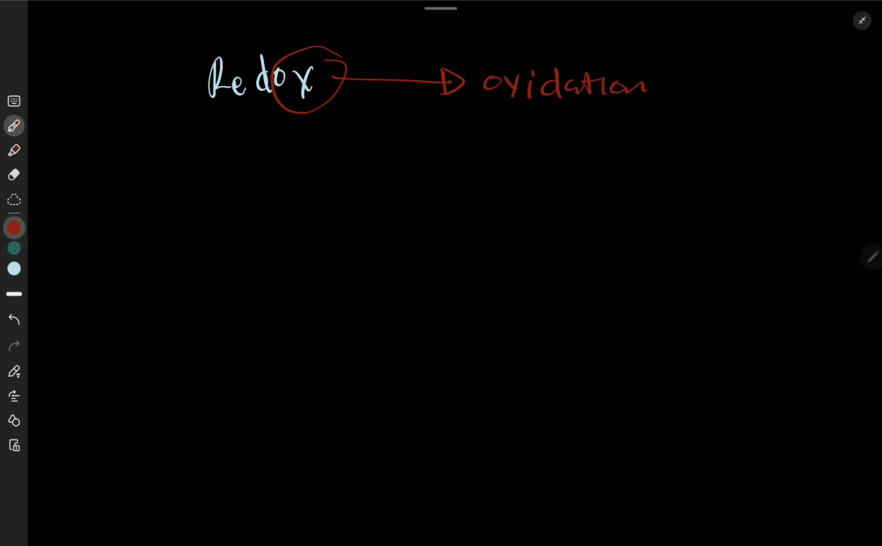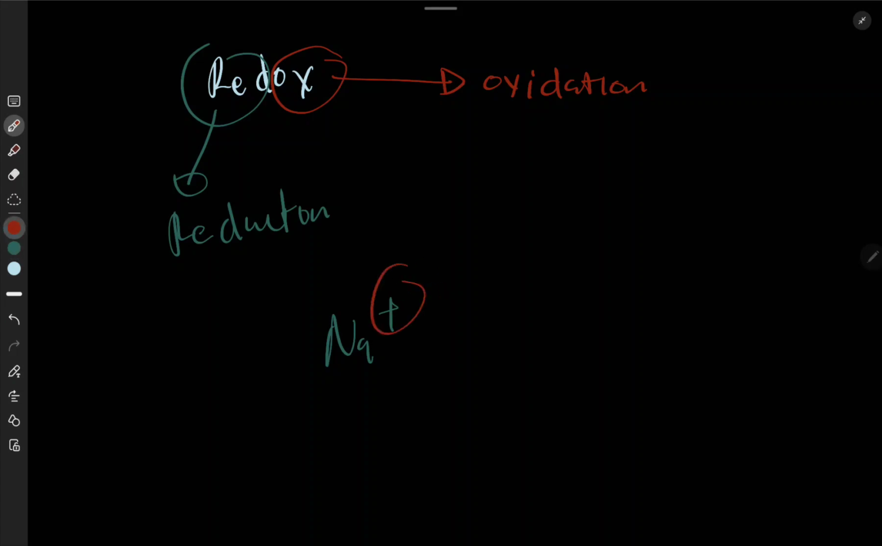oxidation. And the other part here, we call it reduction. Another thing that you need to know: when you see an ion, let me say you have a sodium ion like this, what you have here on top, we call it your oxidation number. So when we say oxidation number is decreasing or increasing, we're looking at this number.